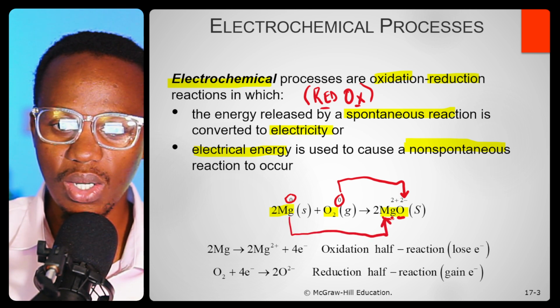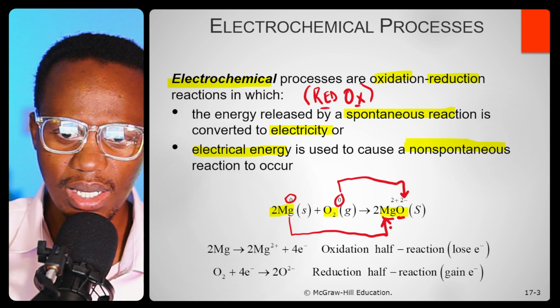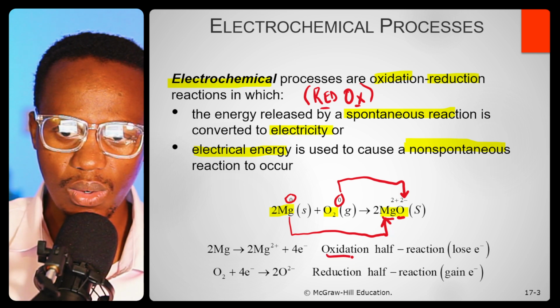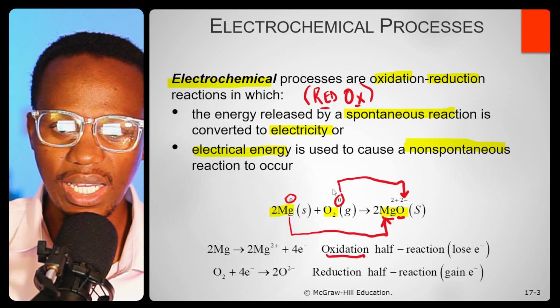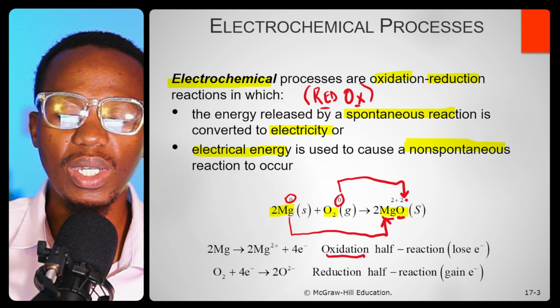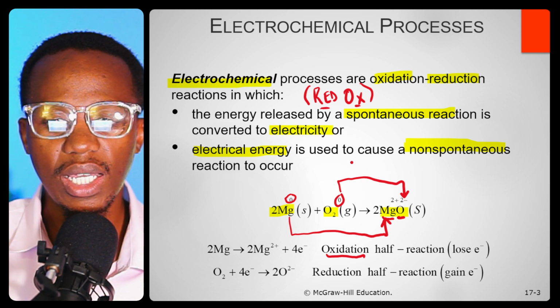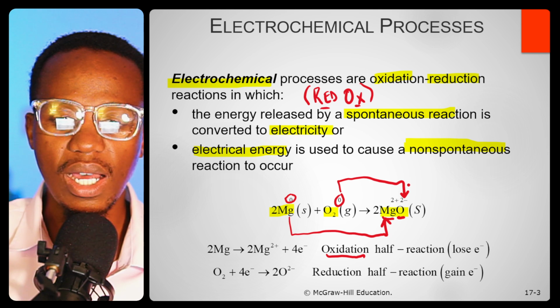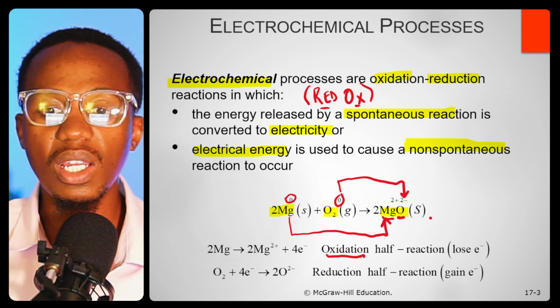So which one lost electrons? Magnesium lost electrons and underwent oxidation, and then oxygen gained electrons because it became 2 negative. Remember, 2 negative means we gained electrons, so oxygen gains 2 electrons. It undergoes reduction.